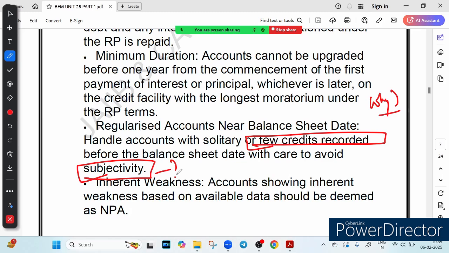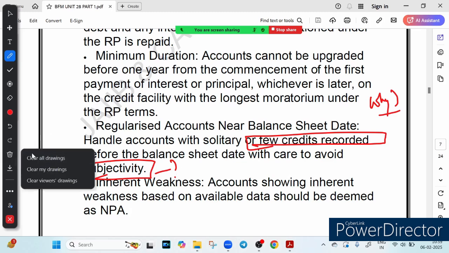So what I am telling you is that if an account has only a few credits before the balance sheet date, the bank needs to be careful, because there is a chance that it could be subjective. It means the bank may be too lenient when considering if the account should be upgraded. What we learn from that? Don't rush the upgrade. The bank needs clear proof that the account is performing well, not just a few payments here and there, right? So that is the point.